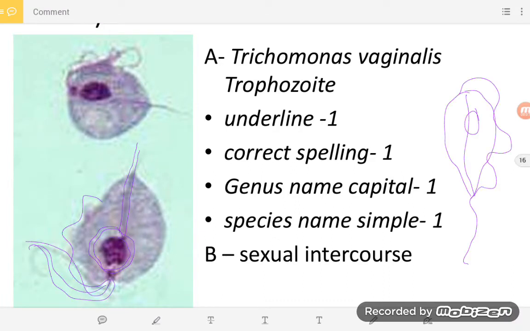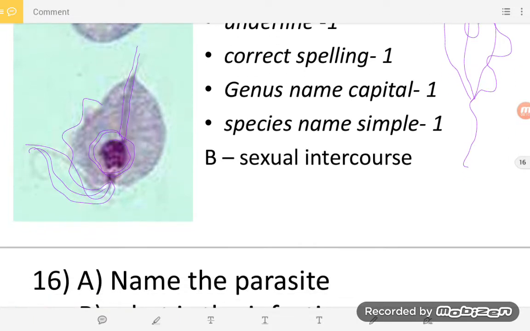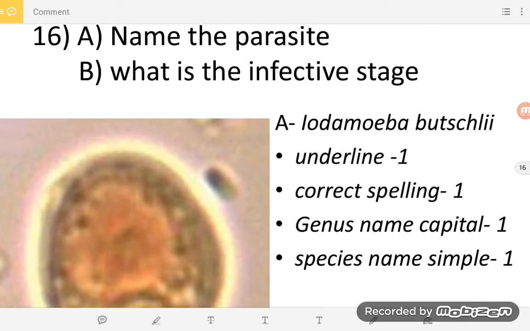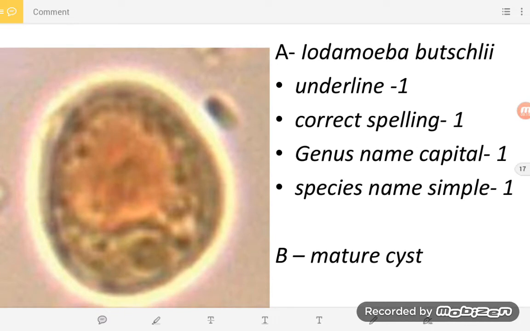The main features are one very large nucleus and an undulating membrane. Then name the parasite. What is the infective stage? This is actually Iodamoeba butschlii cyst. The infective stage is also the cyst. How can we define it? It is an Iodamoeba butschlii mature cyst.